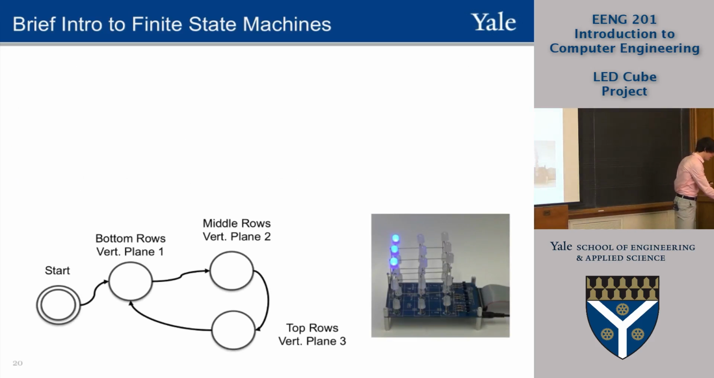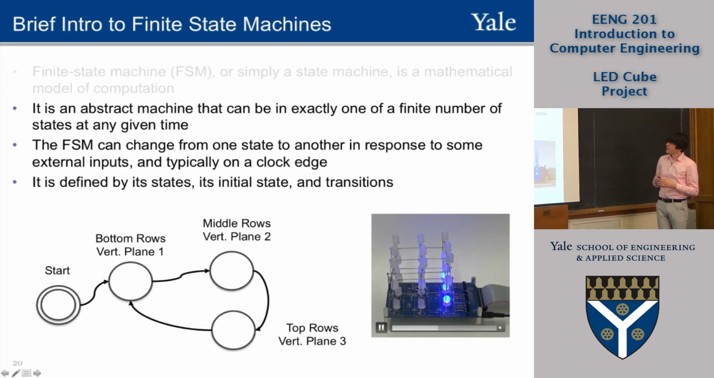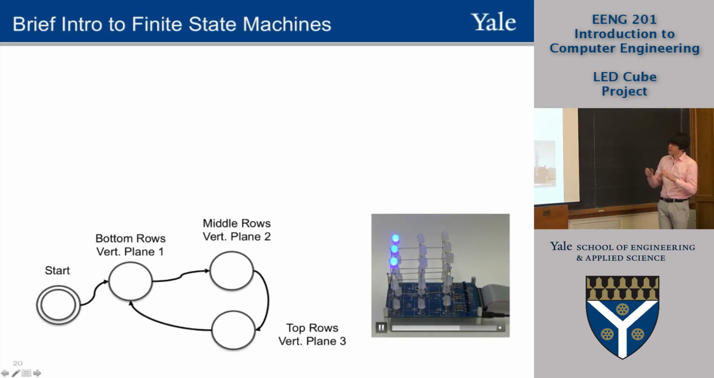So here we have the very simplified state machine for the LED cube. And let me run the animation again. So you have some idle state or start state. Then you have, say, the first state that corresponds to vertical plane 1. Then you have the second state, that's vertical plane 2, and the third state, that's vertical plane 3.